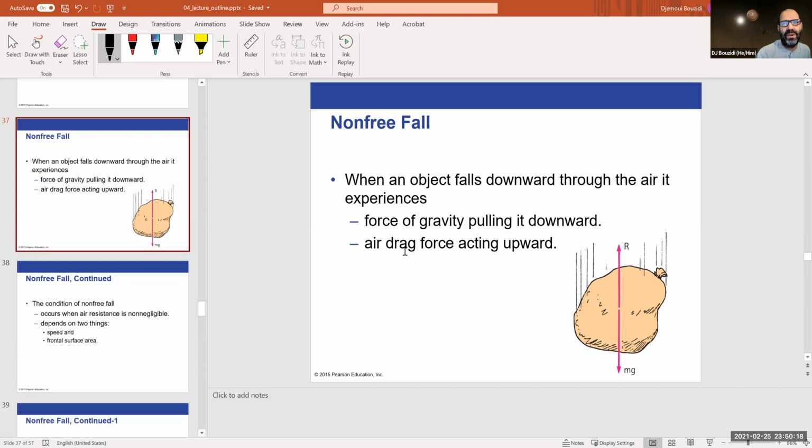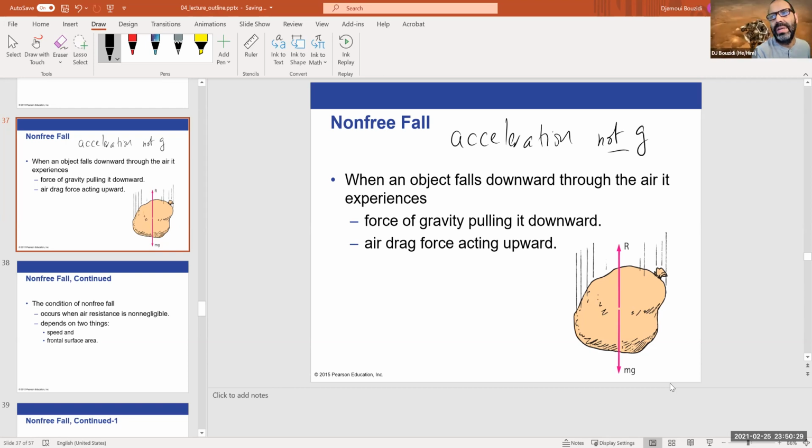And that is actually non-free fall, because now we have a drag. The acceleration is not g. That is basically, in a nutshell, non-free fall. Okay.